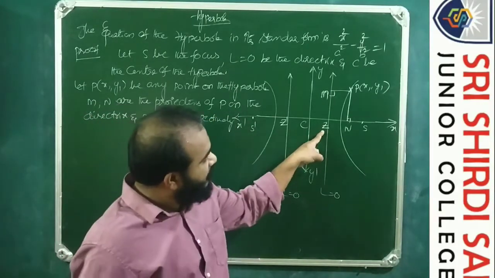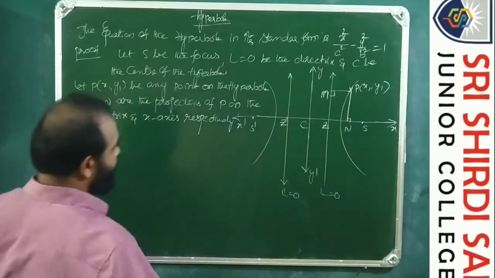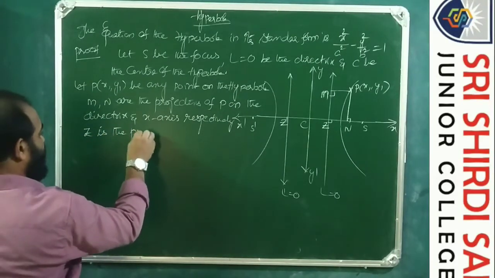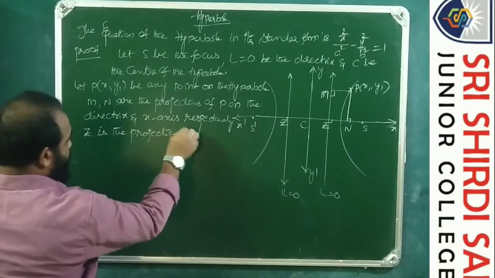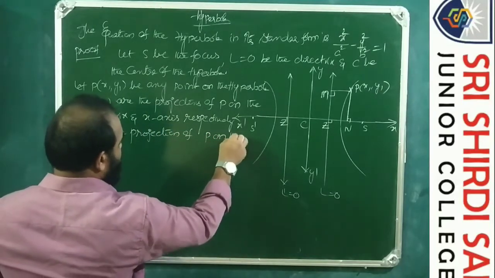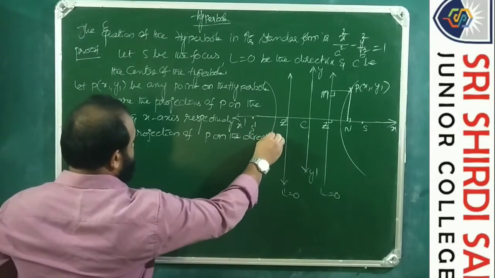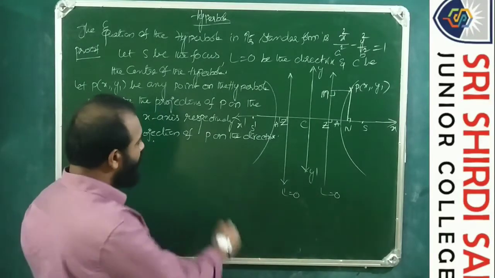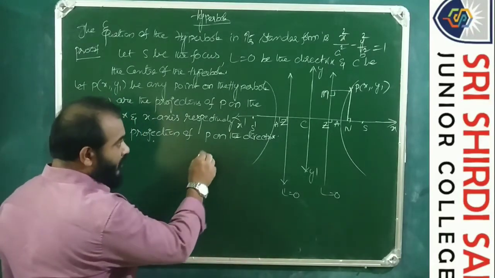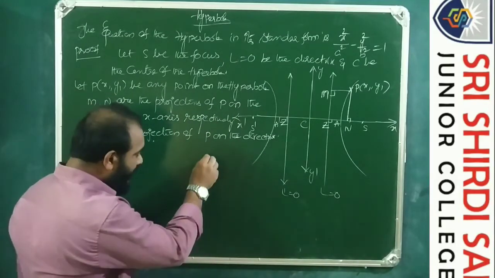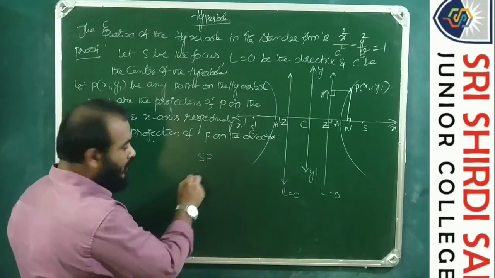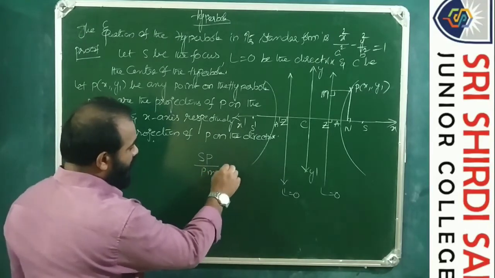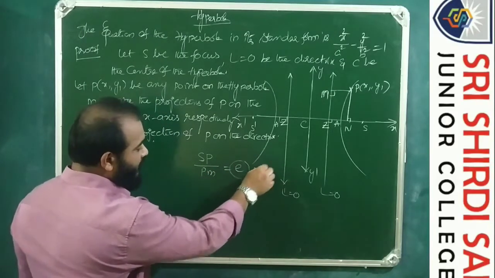Z is the projection of S on the directrix. Since the eccentricity is E, what is the eccentricity? The locus of a point which moves in a plane so that P's distance from a fixed point to that of P's distance from a fixed line is equal to E, and this E is greater than 1.